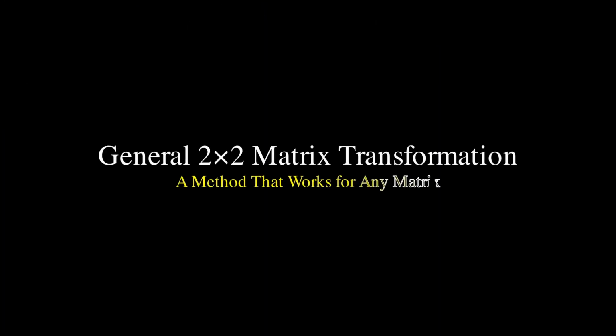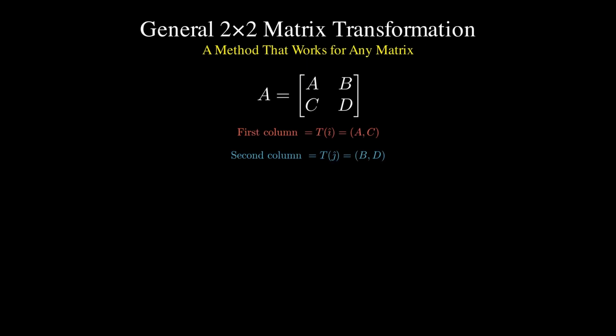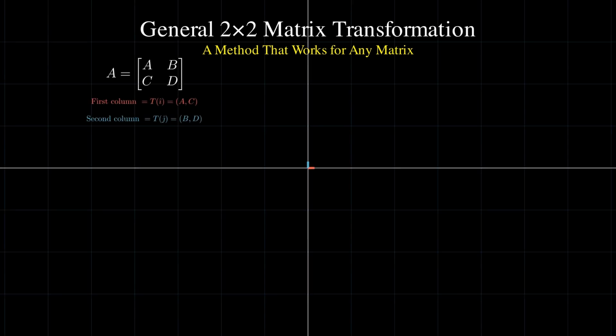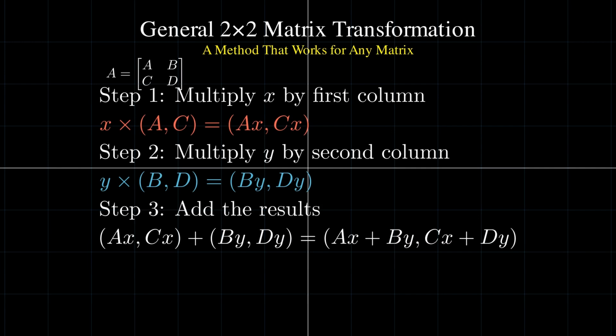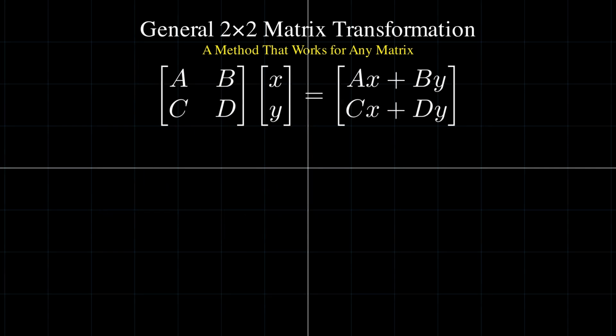Now let's step back and look at the most general case. For any 2 by 2 matrix, not just our specific example, the same story holds. The matrix describes where the basis vectors go. The first column tells us where i hat lands, and the second column tells us where j hat lands. Then for any vector x, y, the transformation follows a simple recipe. Multiply x by the first column, multiply y by the second column, and add the results together. That's matrix vector multiplication, and it's exactly how 2D linear transformations work.